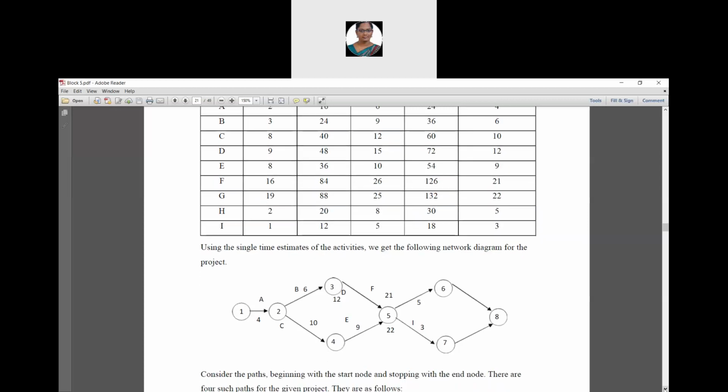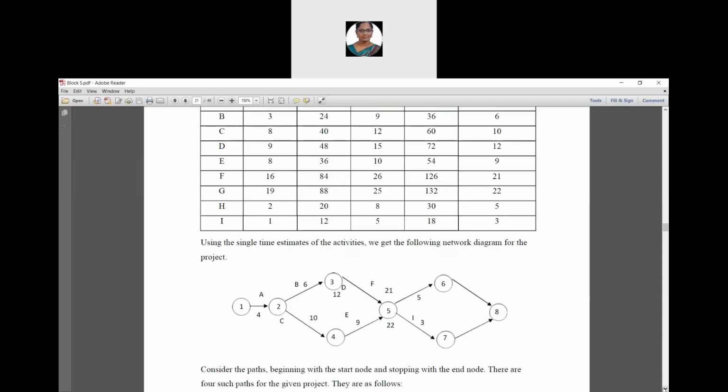So consider the paths beginning with the start node and stopping with the end node. There are 4 such paths for the given project. They are 1 to 2, 2 to 3, 3 to 5, 5 to 6, 6 to 8. It is the first path. And the second path is 1, 2, 4, 5, 7, 8. Likewise, we have to find all the possible paths beginning with the start node and stopping with the end node.